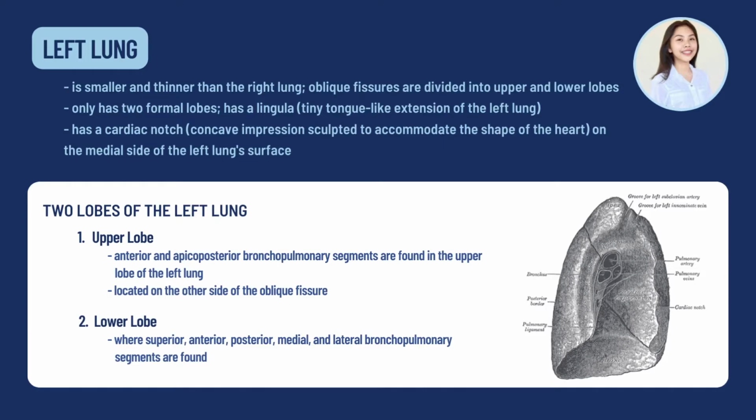Now, for the upper lobe of the left lung, the anterior and apical-posterior bronchopulmonary segments are found in the upper lobe of the left lung. It is on the other side of the oblique fissure. For the lower lobe, superior, anterior, posterior, medial, and lateral bronchopulmonary segments are found in the lower lobe of the left lung.